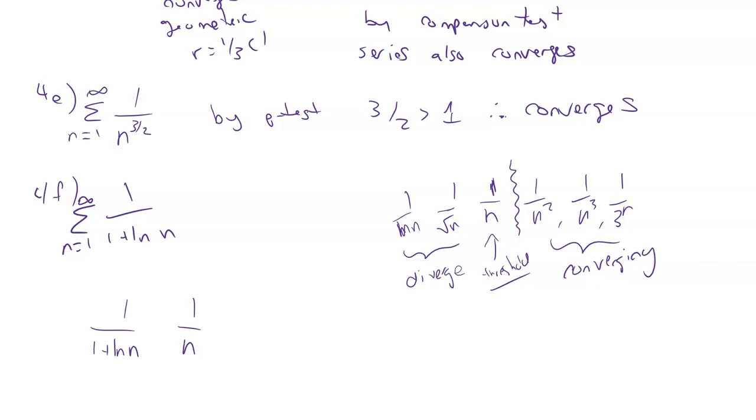But the one thing you can know is that this n is getting there faster. Since n is bigger than 1 plus ln of n for all n, we can know that since n is bigger, this fraction is smaller. And we know about 1 over n. This diverges by the p-test. And therefore we know that 1 over 1 plus ln of n is always greater than something that diverges, so therefore this diverges by the comparison test.